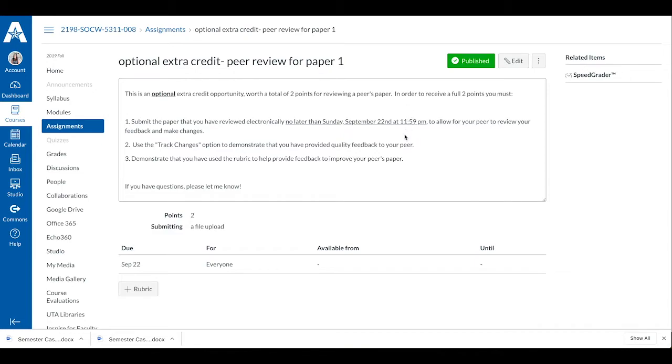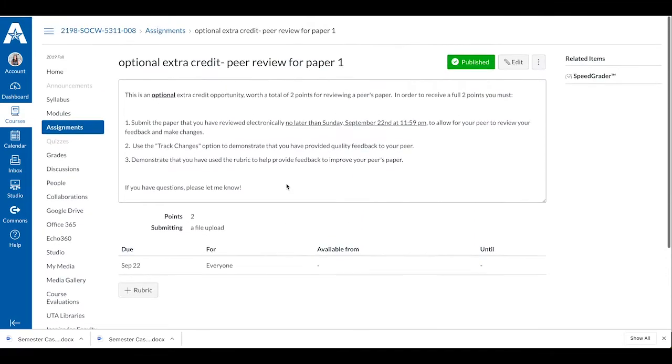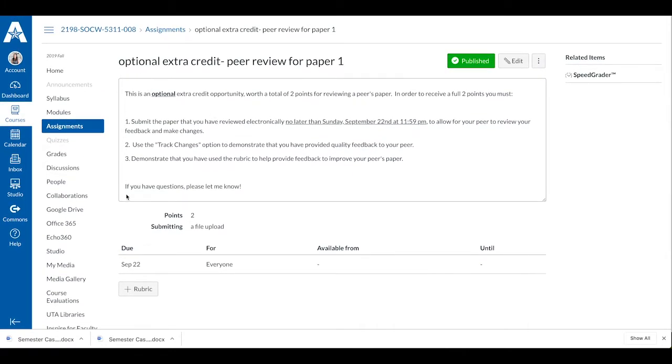So if you do those 3 things in your peer review and submit that to me, so you're submitting your peer's paper, then you can receive 2 points extra credit. And that will go toward your paper, essentially. There's no rubric for this. This is all up to my discretion. But if you hit these 3 things, then you will get a full 2 points.